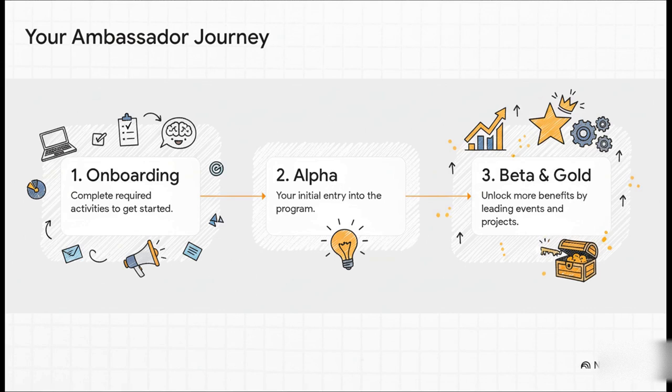And getting that acceptance email isn't the end, it's actually the beginning. You'll start with onboarding, which gets you to the alpha milestone. And from there, you can climb the ladder to beta and even gold status by taking on bigger projects and events, unlocking even more benefits as you go.